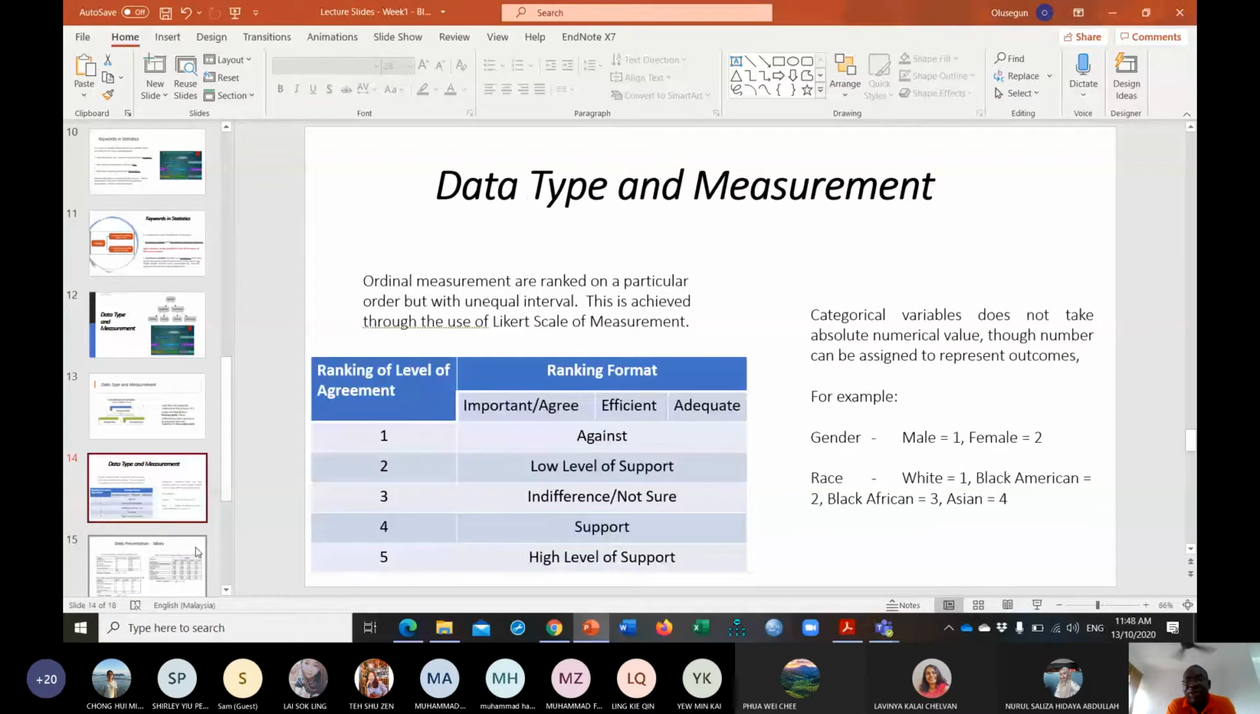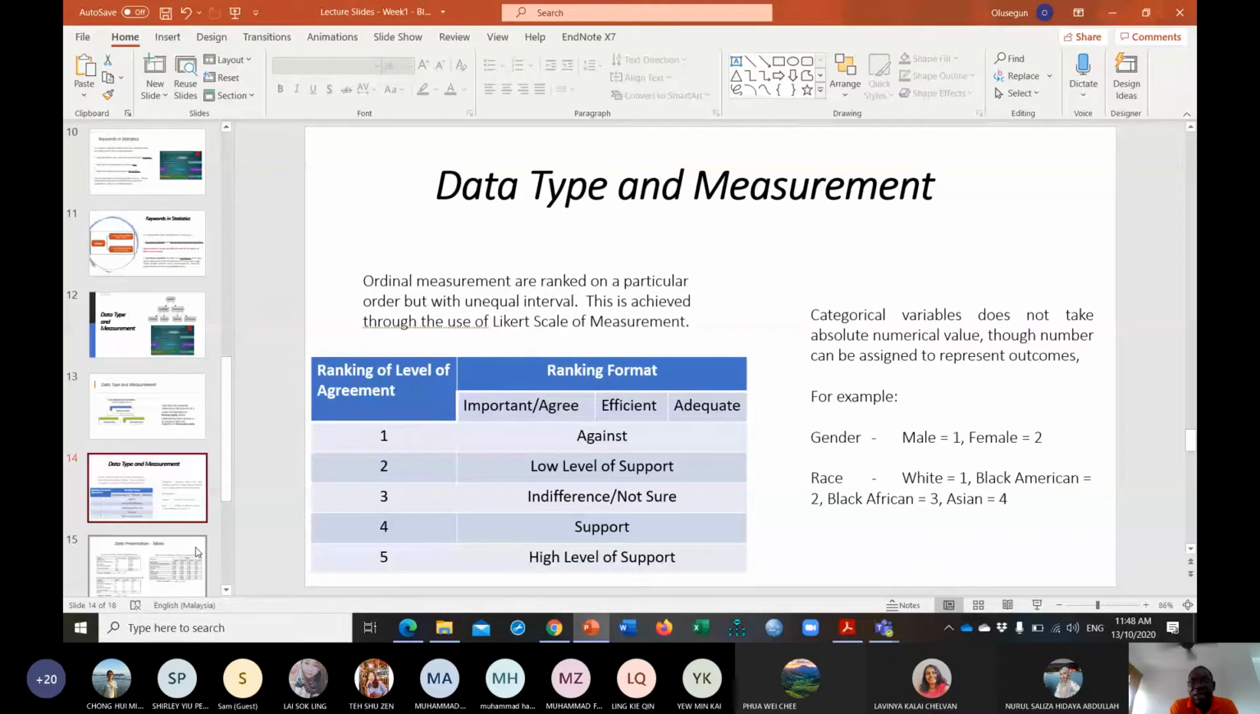So, data type and measurement. Let's quickly look at data type and measurement. We have said that some data are ranked, their ordinal measurements are ranked, and we have said some are categorical. So when we look at this slide, we look at the ranking level of some data when we want to rank ordinal data. We use what we call the Likert scale of measurement, and the ranking could be the level of agreement, either it is important, efficient, or whatever.